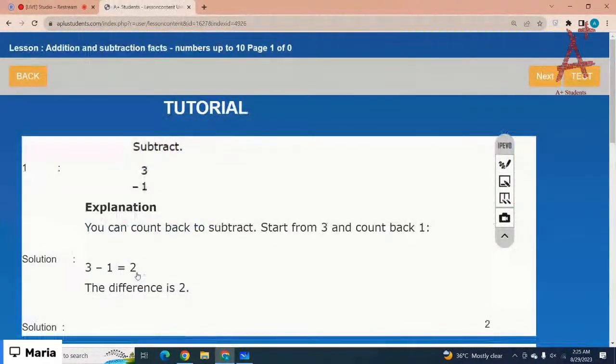Okay, subtract: 3 take away 1 equals. When you're subtracting, that means you have to go back one number, right? Because you have to subtract, you have to go back by 1. So 3 take away 1 equals 2. The correct option is 2.